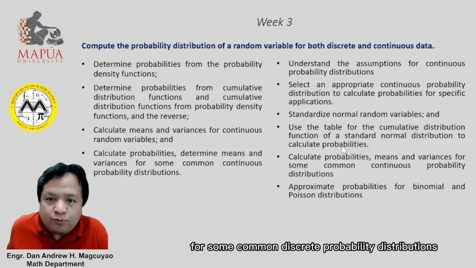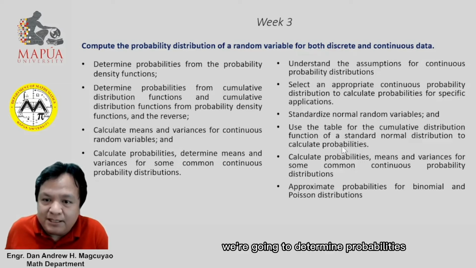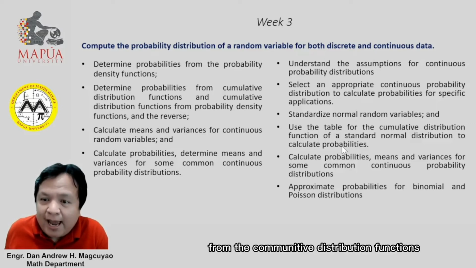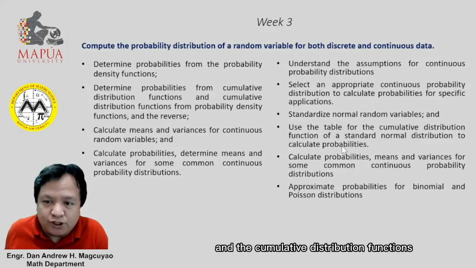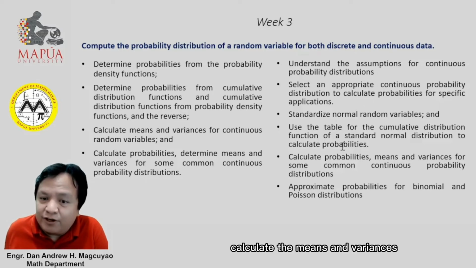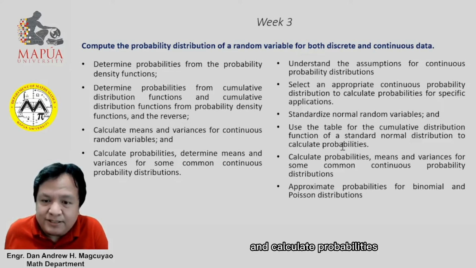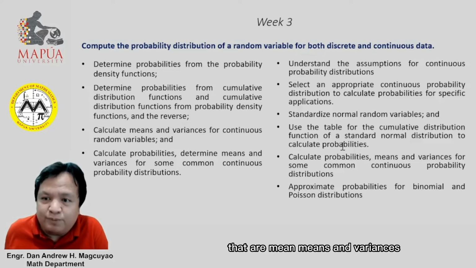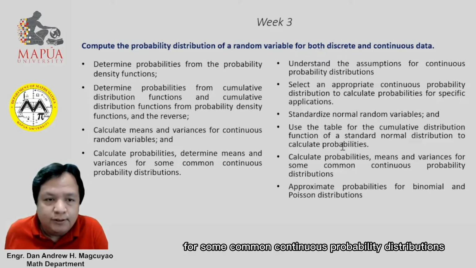In the third week, we're going to determine probabilities from the probability density function. Determine probabilities from the cumulative distribution functions and the cumulative distribution functions from probability density functions and the reverse. Calculate the means and variances for continuous random variables and calculate probabilities. Determine means and variances for some common continuous probability distributions.